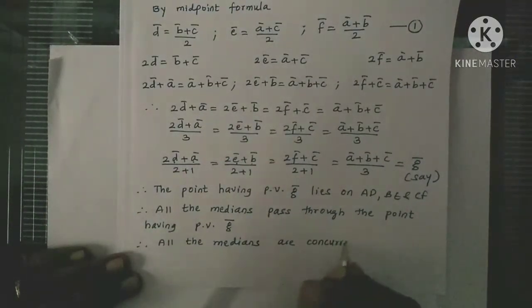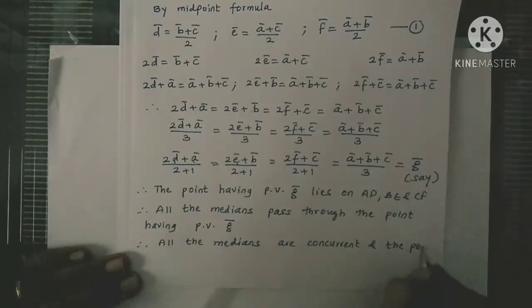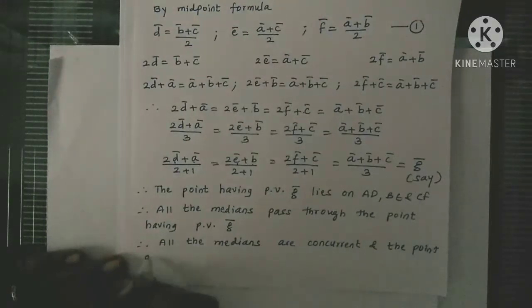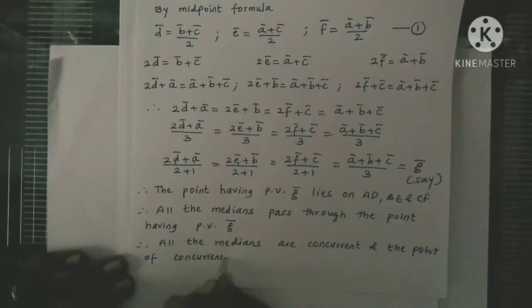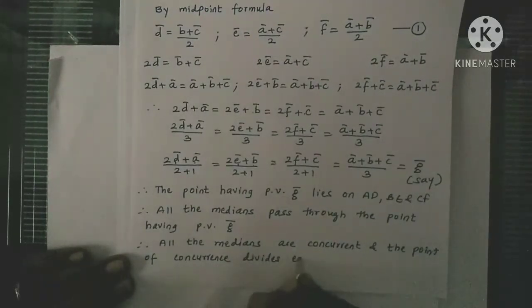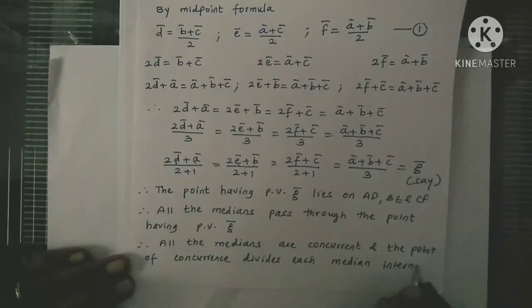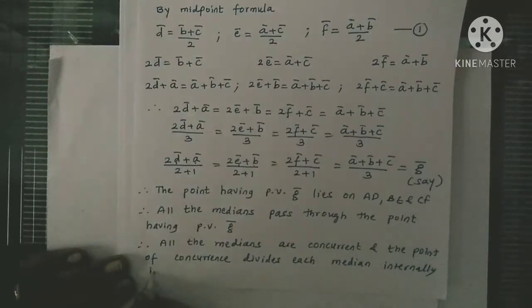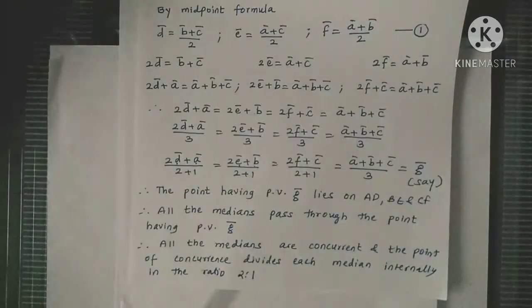That means they pass through the same point, and the point of concurrence divides each median internally in the ratio 2:1. It is really a very simple proof.